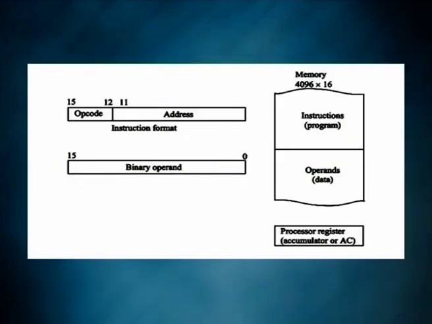Instructions are stored in one section of memory and data in the other. In computers that have a single processor accumulator register, the operation is performed with the memory operand and the content of the accumulator register. If an operation does not need an operand from memory, the rest of the bits in the instruction can be used for other purposes.